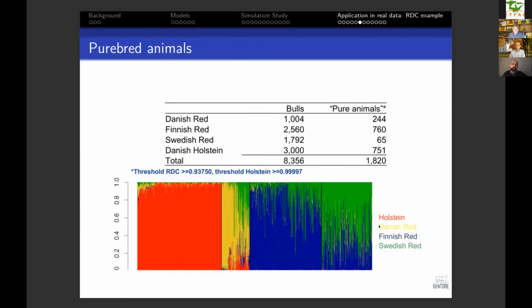So we used only bulls here to decide these purebred animals. But looking at this, you can see that we didn't really have a very large number of purebred animals, and it's very much admixed. Especially the Swedish animals are admixed with Finnish quite largely.